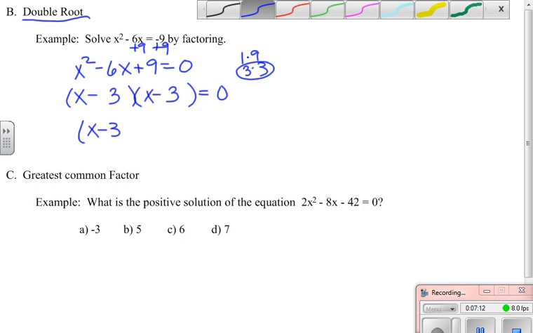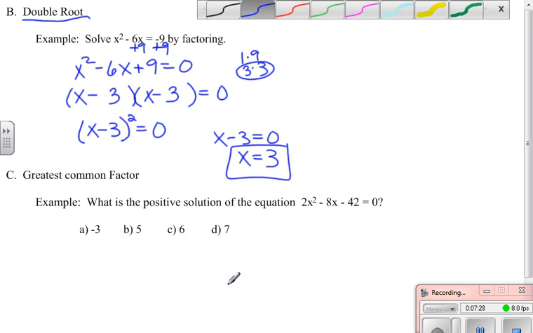It's really that binomial squared, that quantity squared pattern. So I only need to solve one of these. And that is my exact answer.